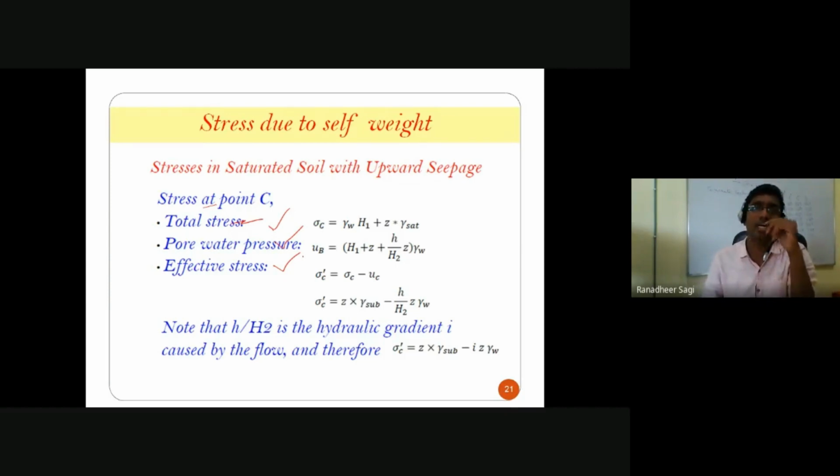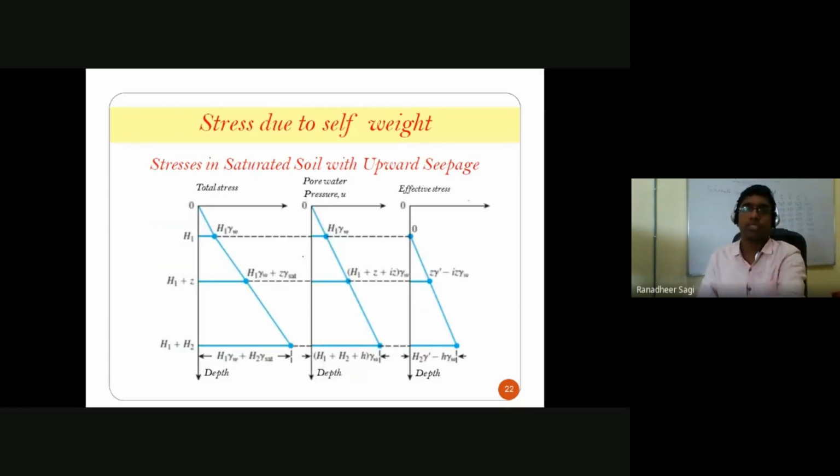Once we understand the different stresses at point C, then we can go ahead in plotting how the total stress varies with depth, how the pore water pressure varies with depth in the soil sample, and how the effective stress varies with depth in the soil sample. That's what I was referring to.